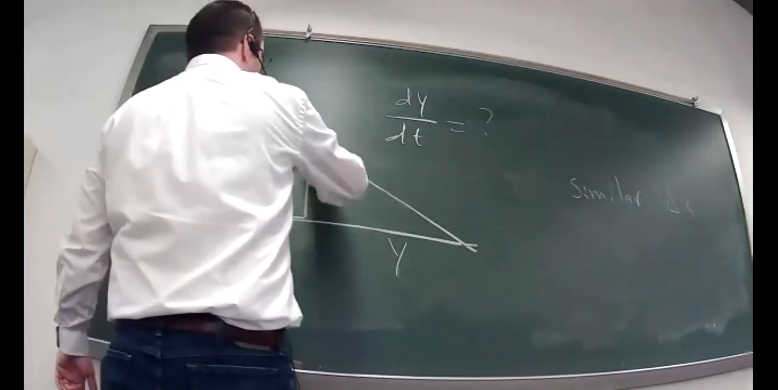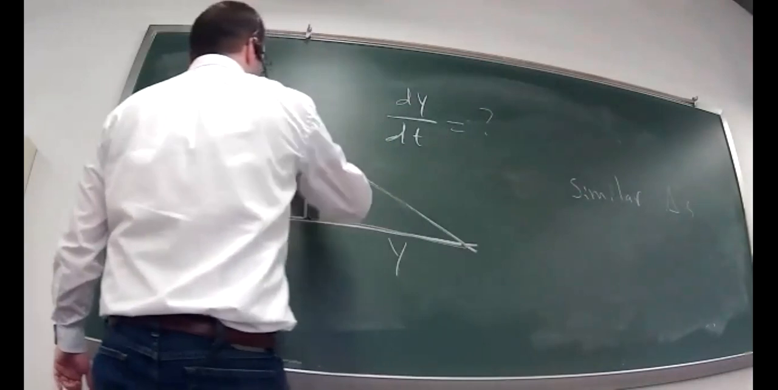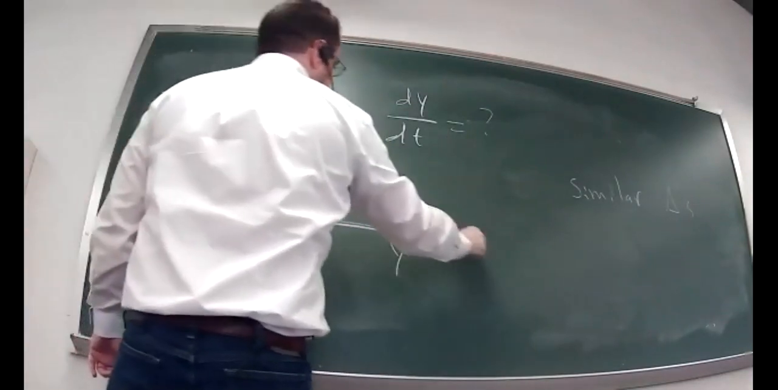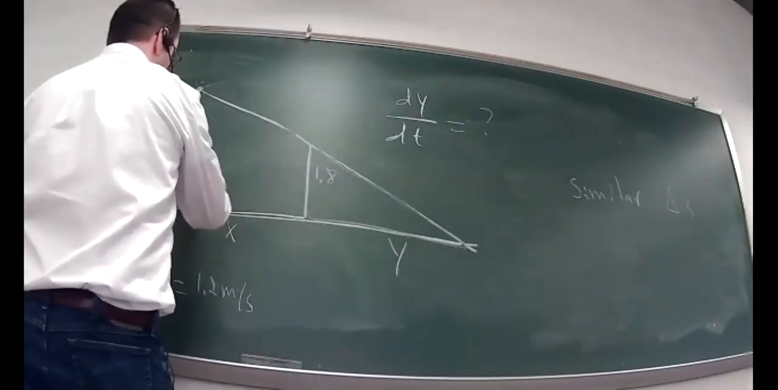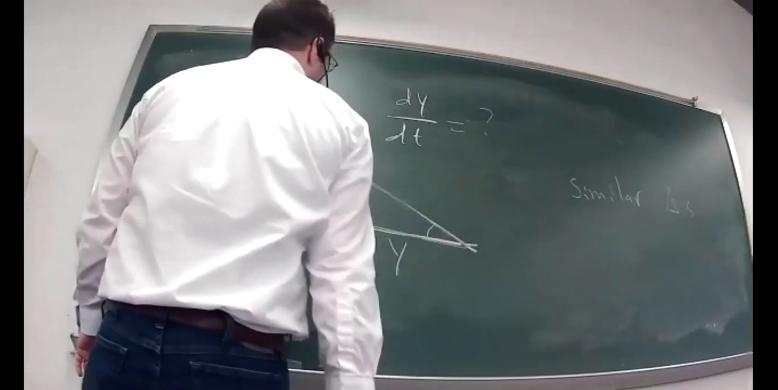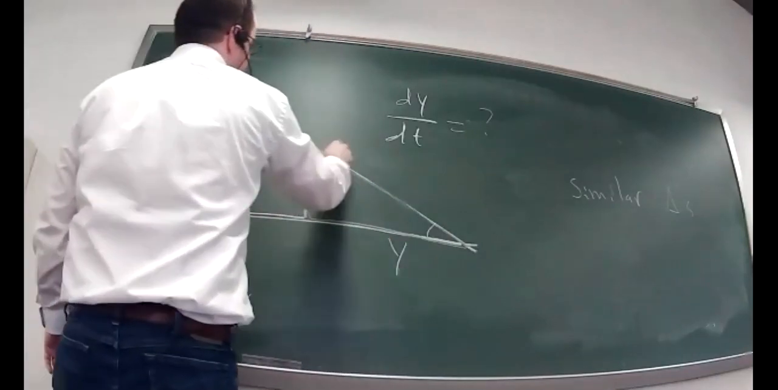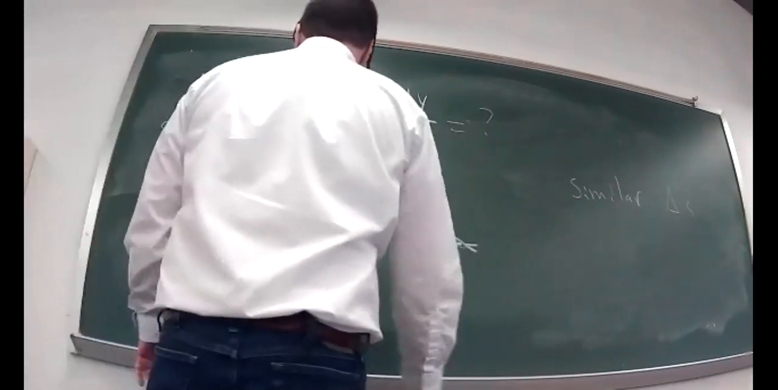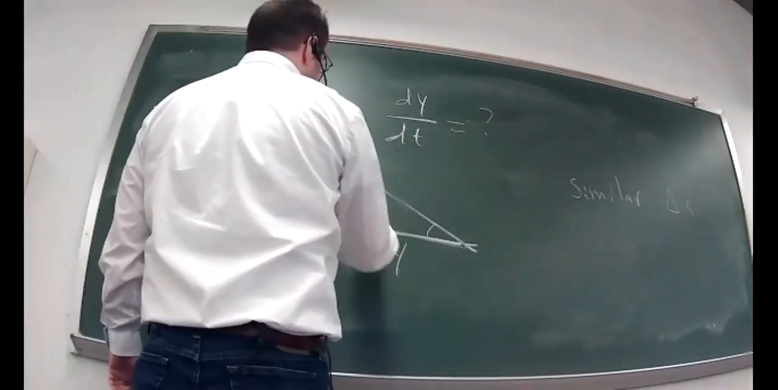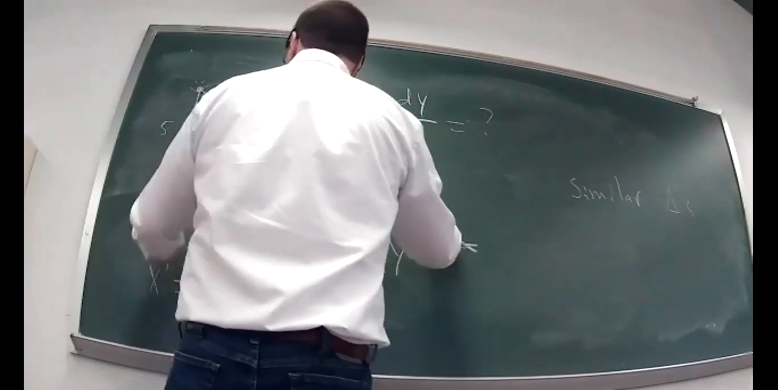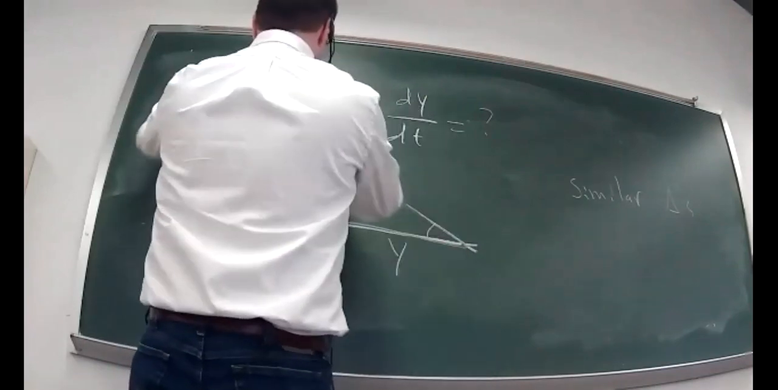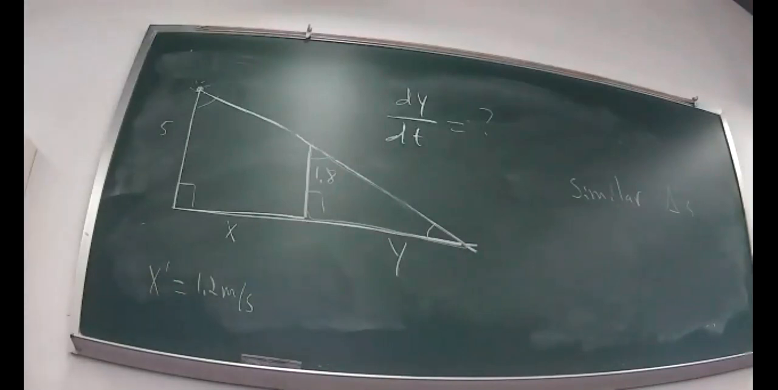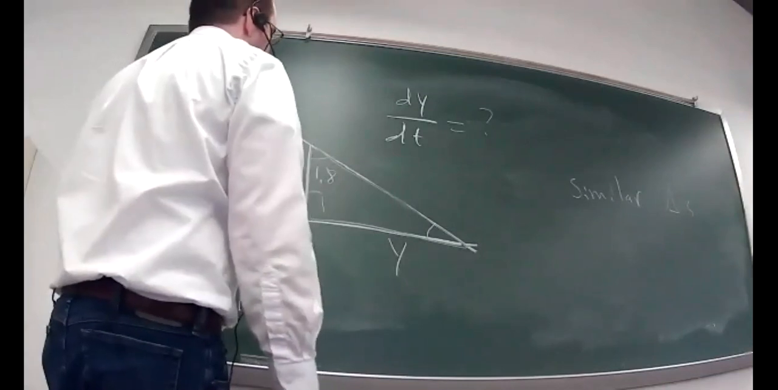In other words, if I take this small triangle and compare it to the big triangle, the three angles are the same. There's a right angle here, this angle is shared, and these two angles you can see from the picture are the same. You can prove it too, because the angles have to add up to 180. So if one of them is a right angle and one of them is a shared angle, then the other angle has to be the same. So these two triangles are similar, and therefore the ratios of corresponding sides have to be equal.